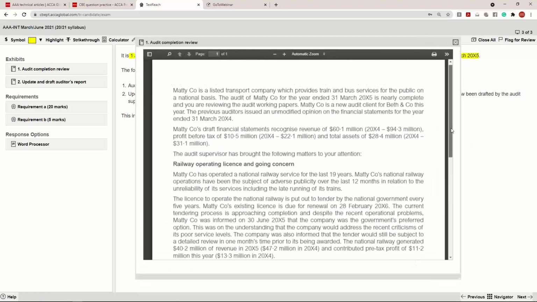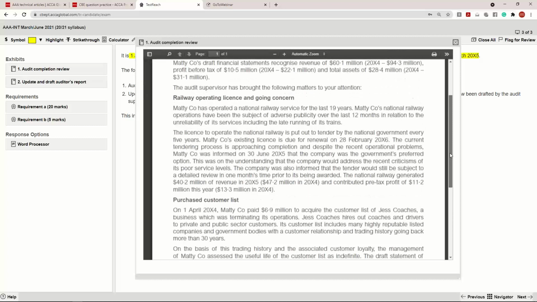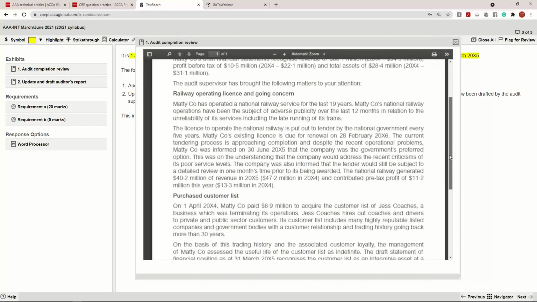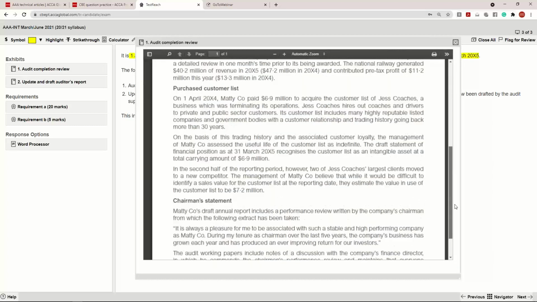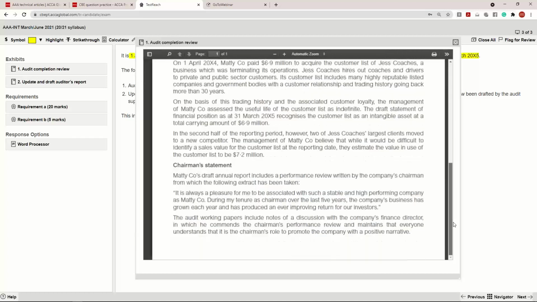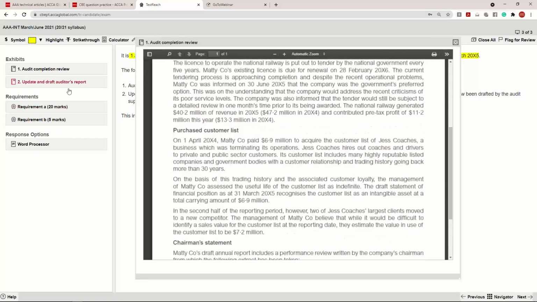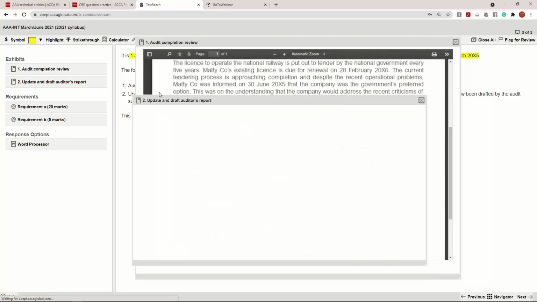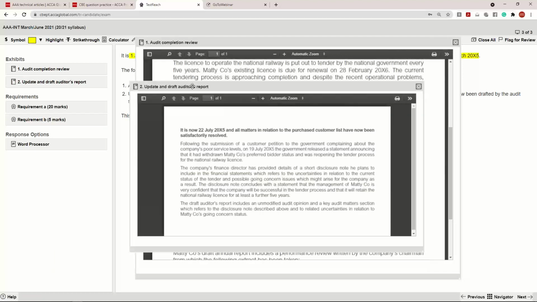At least read the first issue, railway operating license and going concern, and read the second issue, purchase customer list and the chairman's statement. Read all three of them, right? And read the second exhibit, which is about the draft audit report. That will save a lot of time when I start to answer the question March, June 21, question number 3.